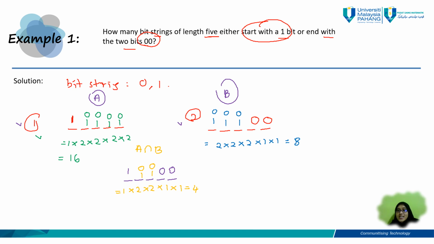So how to find A union B? By using the formula, A union B is equal to element A plus element B minus element A intersect with B. So we have element A 16, element B 8, and element A intersect with B is 4. So in total we have 20.